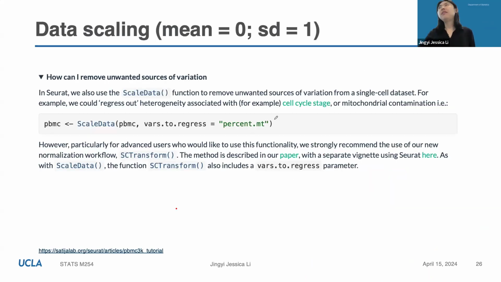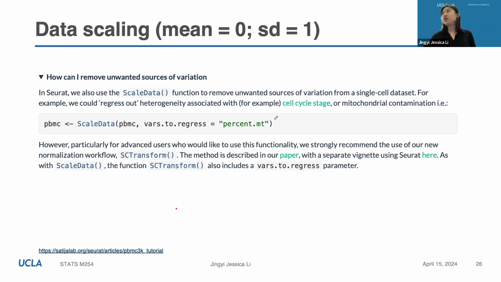But I want to say there are several issues we should be aware of. First, what's the standard of normalization? Whether there are confounders we want to remove, right? And when we define highly variable genes, what is our criteria?